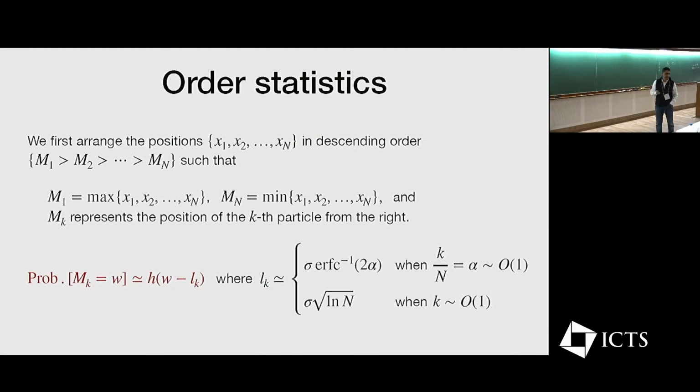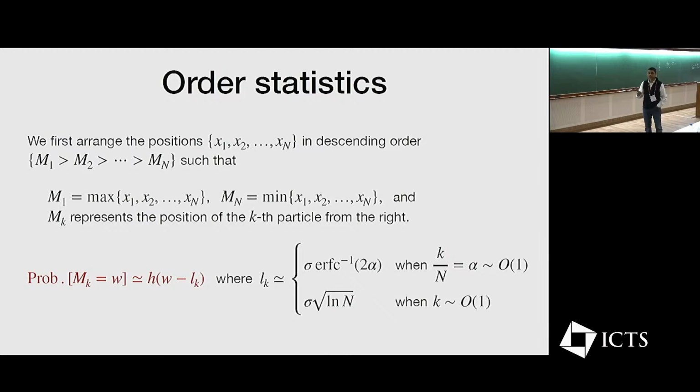Order statistics again. If you have the positions of these particles, ordered so that M1 means the rightmost particle, M2 means the next one, and so on, you can ask what is the distribution of the kth maximum. In general, for any kth maximum, what we find is that the distribution is given by this H itself.